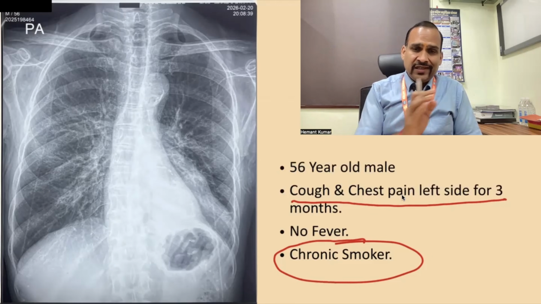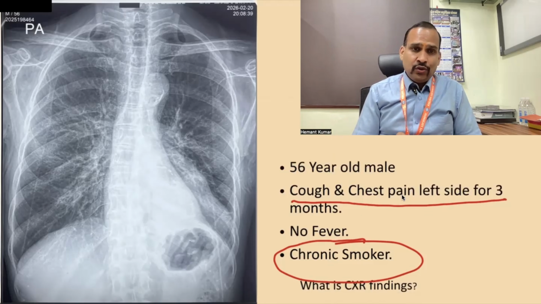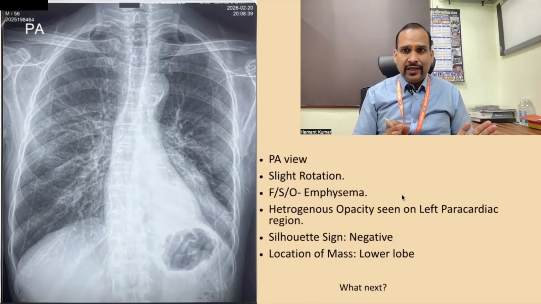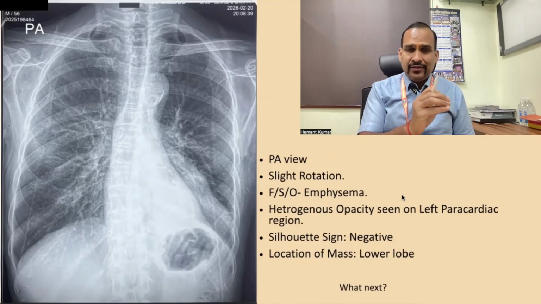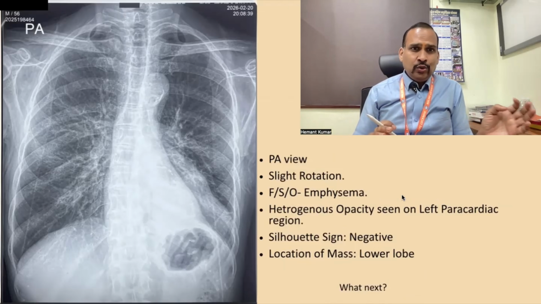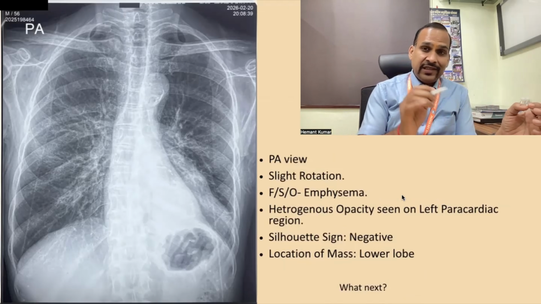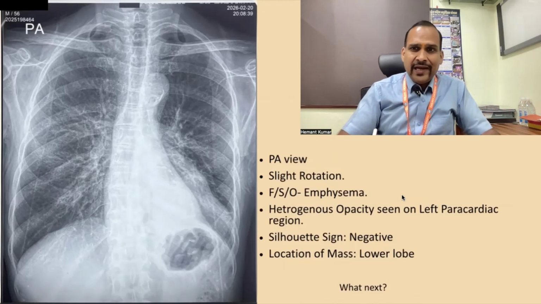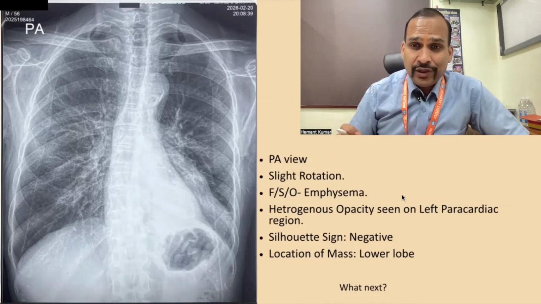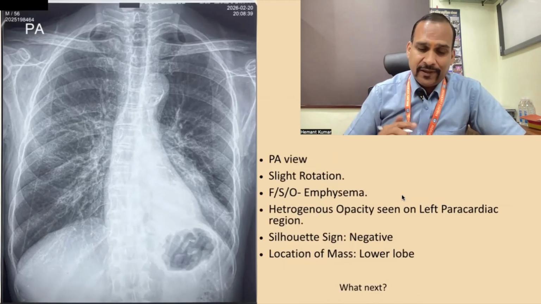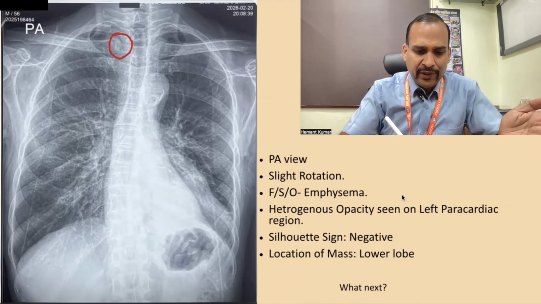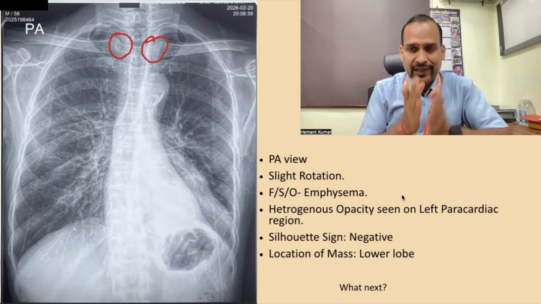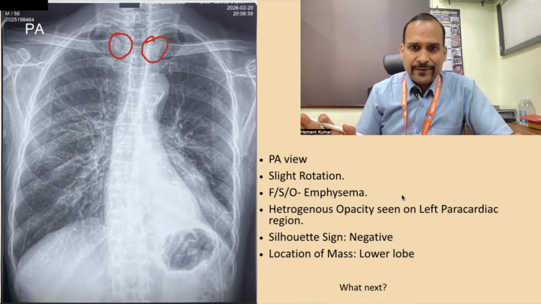Okay, so this is the x-ray of this patient. So what is the finding? If you see this x-ray carefully, you should not forget your ABC, rotation, exposure, all these things. In this x-ray, there's slight rotation. So how to see rotation? You have to see the medial end of the clavicle. If you see the right side, it is a little outward as compared to the left side, which is in the midline. So slight rotation is there.